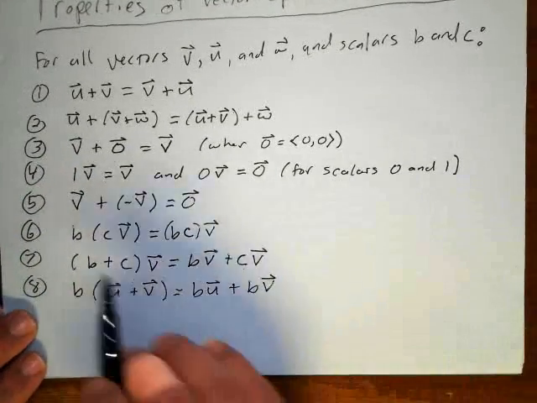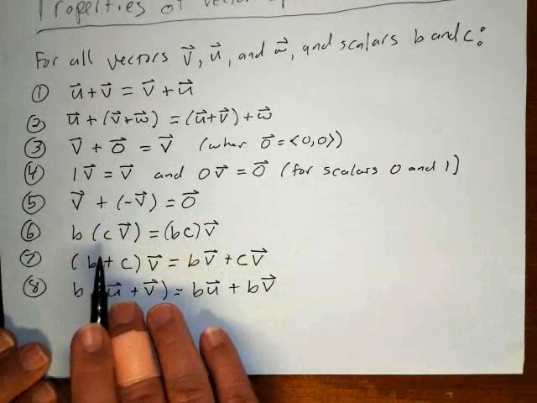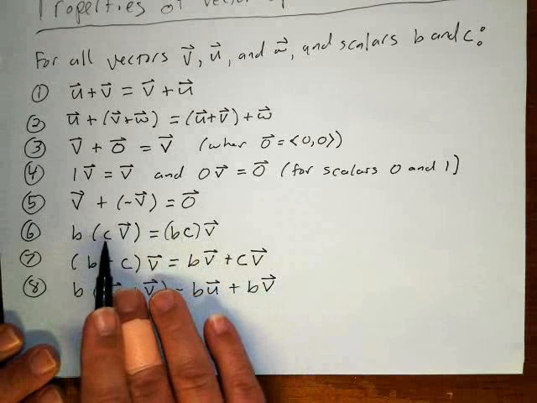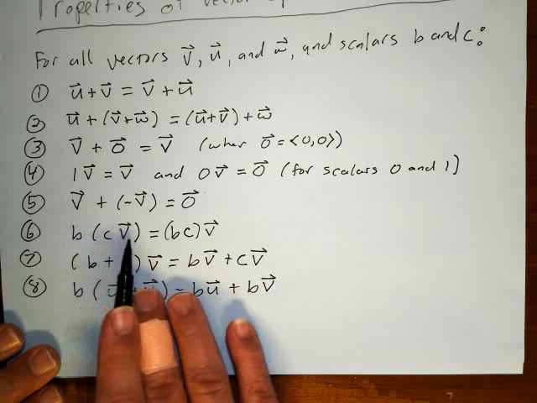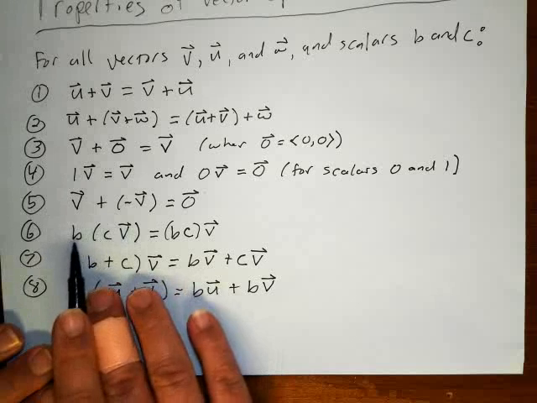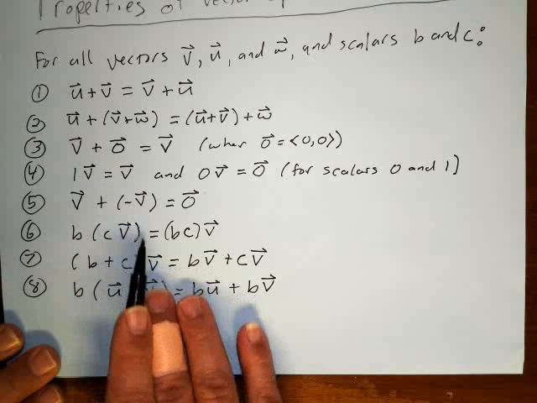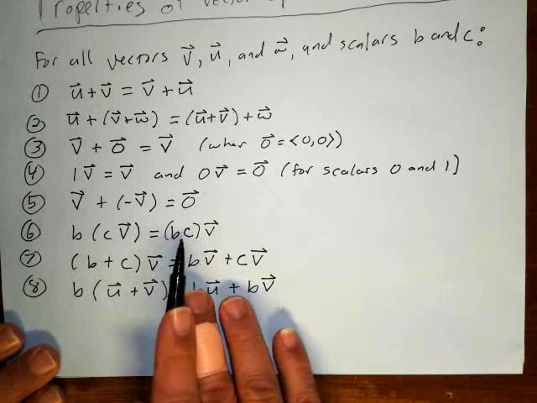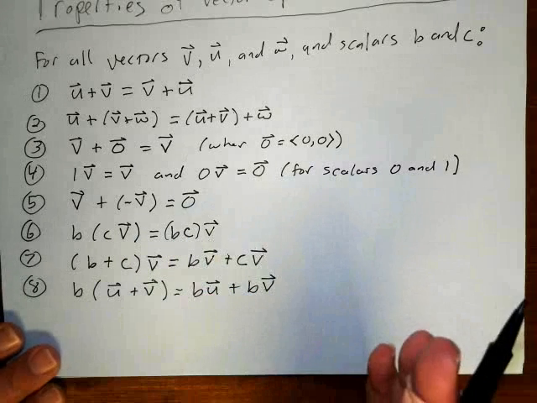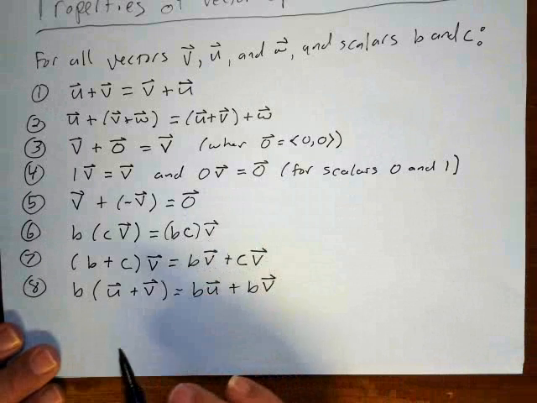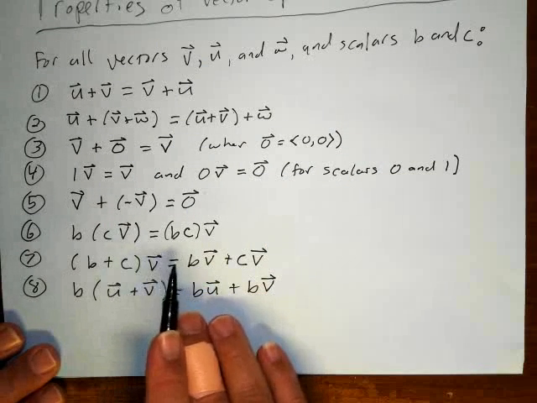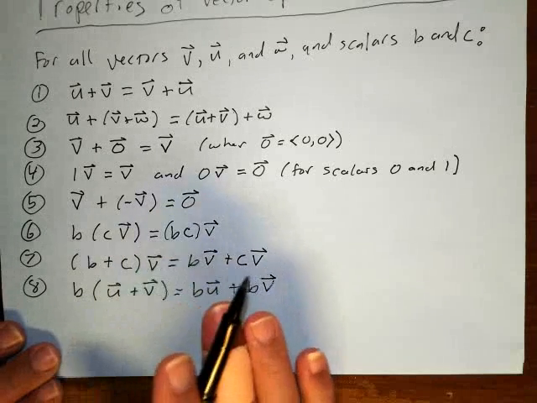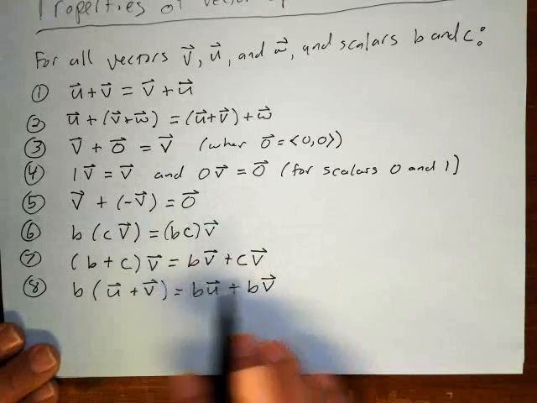And then these last ones here are properties involving scalars and vectors. This is saying if you have a scalar times a vector, that quantity, so B times the quantity C times V, then I can group the two scalars together and then multiply the result by V, and I'll get the same thing. So there's an associative property involving scalars and vectors.